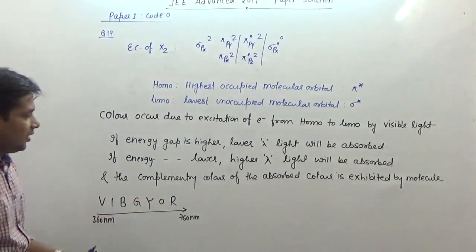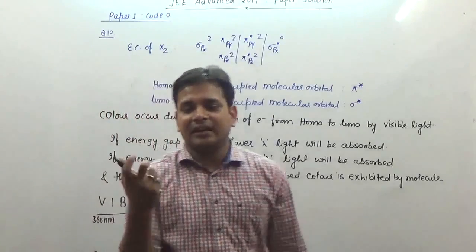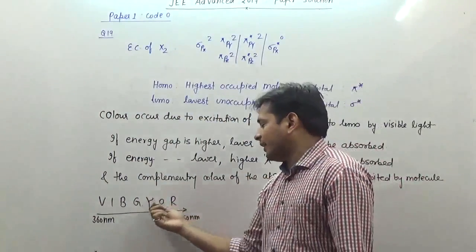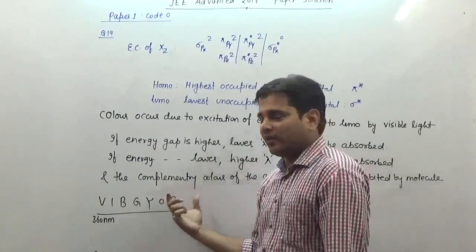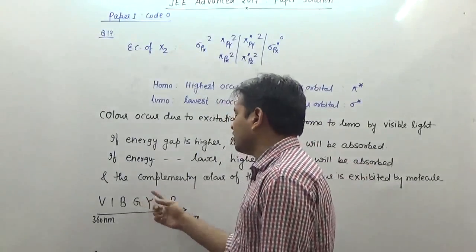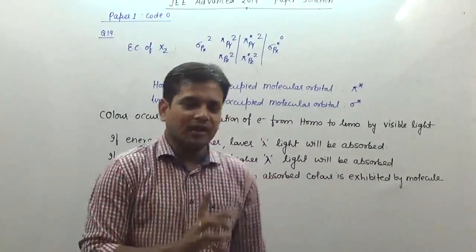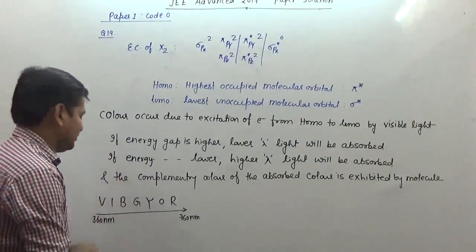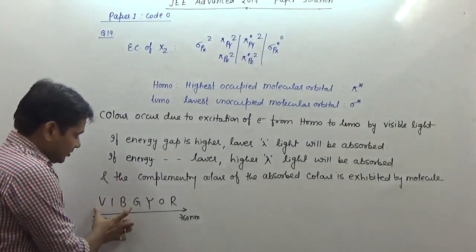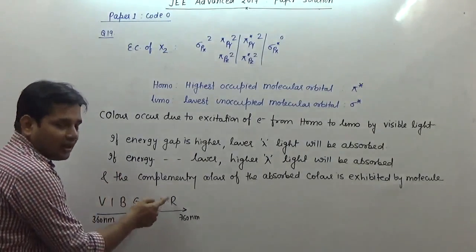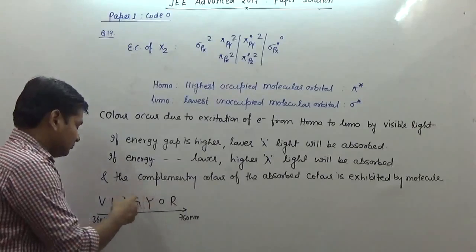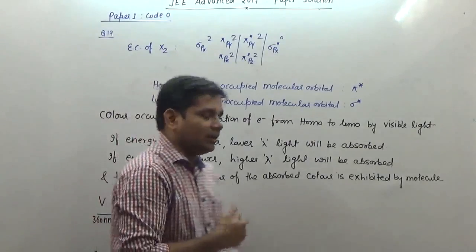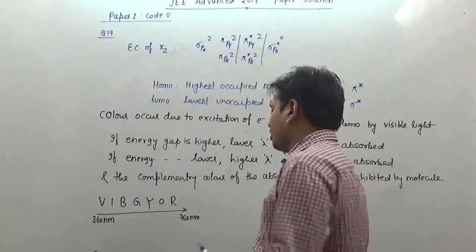So you can see that if we decrease the energy gap between HOMO and LUMO, higher lambda means yellow, orange, red light will be absorbed, and the complementary color of green, yellow is violet, indigo. So violet color will be found. And if the energy gap is higher, lower lambdas are absorbed, and so the complementary color of these is these two. And so if the color absorbed is blue or green, then the color appearing will be orange or red.